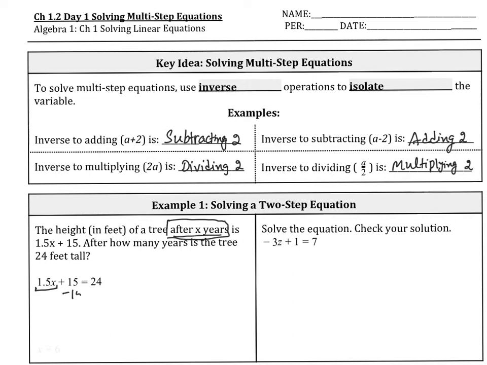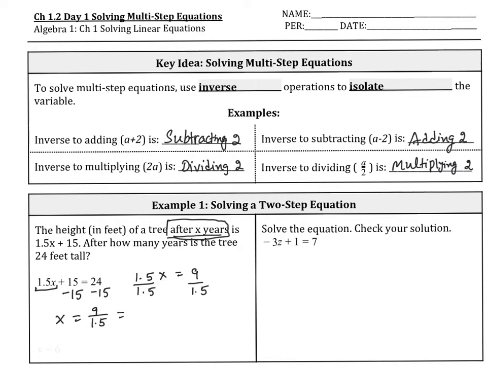So we are going to subtract 15 from both sides. That will give us the equation 1.5x equals 9. Now to solve for x, we are dividing by 1.5 on both sides. So which means that x equals 9 divided by 1.5.